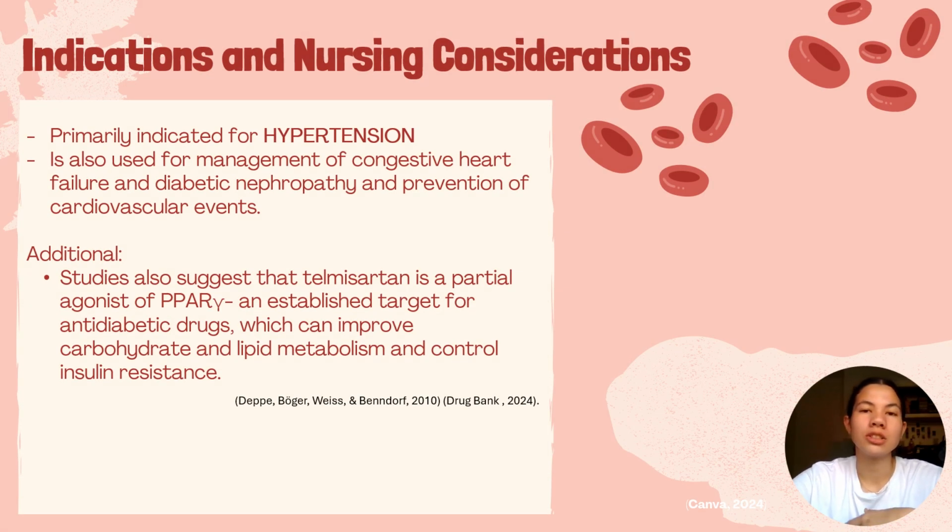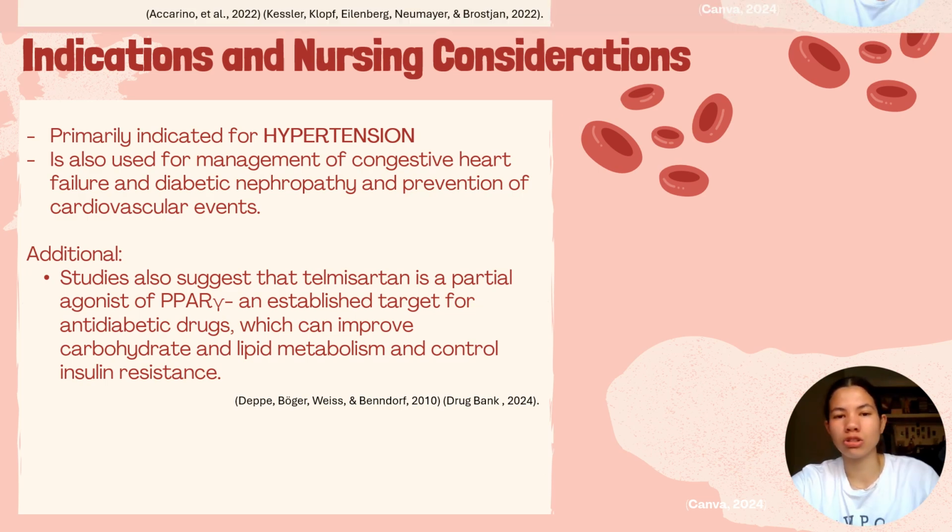The primary indication for telmisartan is to decrease hypertension. It is also used for heart failure and diabetic nephropathy and prevention of cardiovascular events. There are also studies saying that it can help in diabetes as it aids in the metabolism of carbohydrates and lipids, which ultimately would also improve the prevention of cardiovascular events.